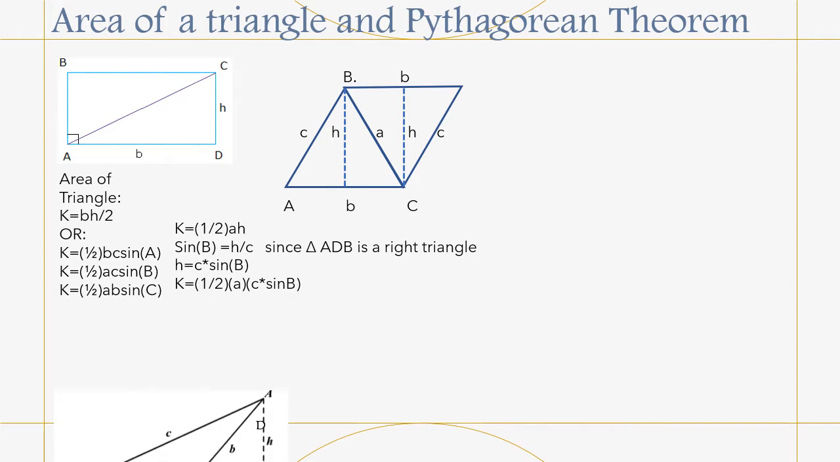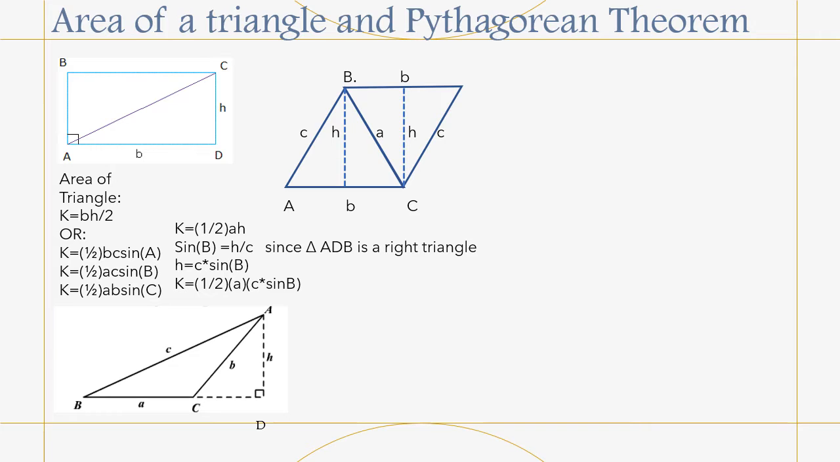This formula comes from taking the height of any triangle and taking the resulting right triangle, BDA, as shown in the diagram, and using the sine of angle B, which equals opposite over hypotenuse, or H over C, using that expression to conclude that height equals C times sine B, and putting that expression for height in the original formula for area, and you get area equals 1/2 A times C sine B.